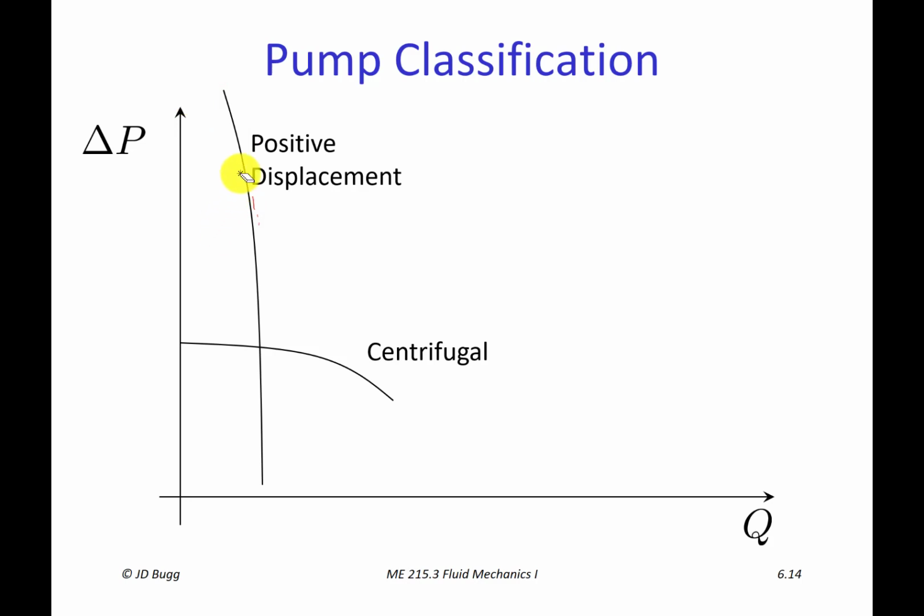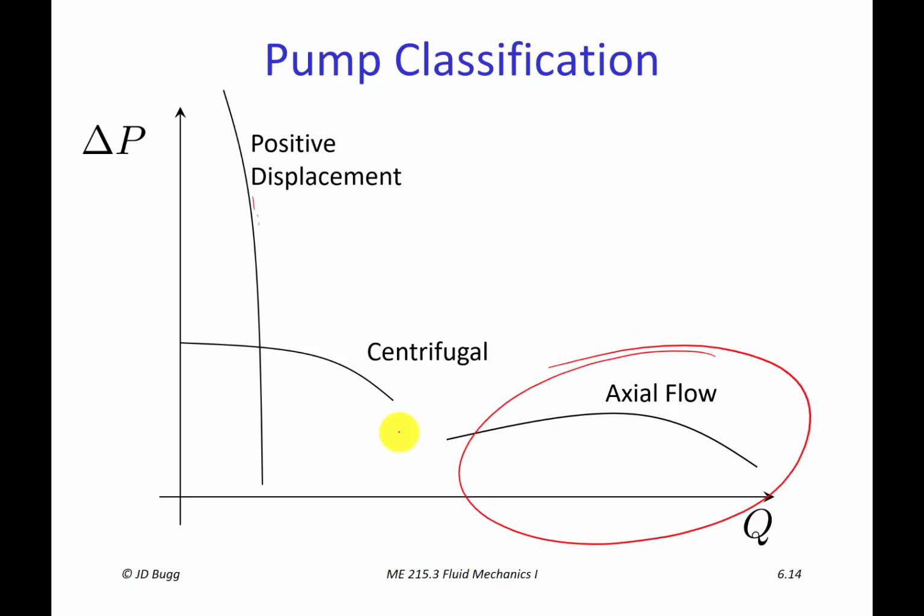Now the last one on here are axial flow pumps, and again they are used typically at very high flow rates and moderate pressure increases, and their pump curve sort of mimics a centrifugal pump fairly closely, but they tend to have a bit of a positive slope here before they reach a peak pressure, and then that starts to tail off much like centrifugal pumps.